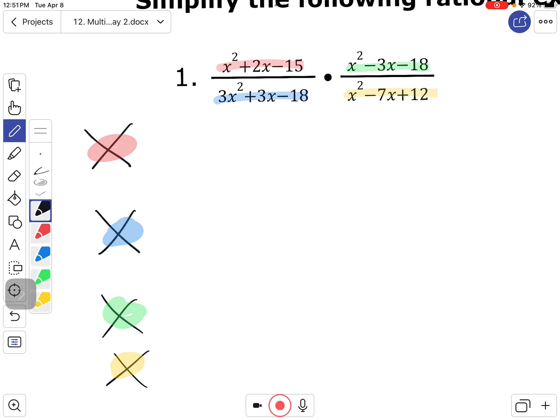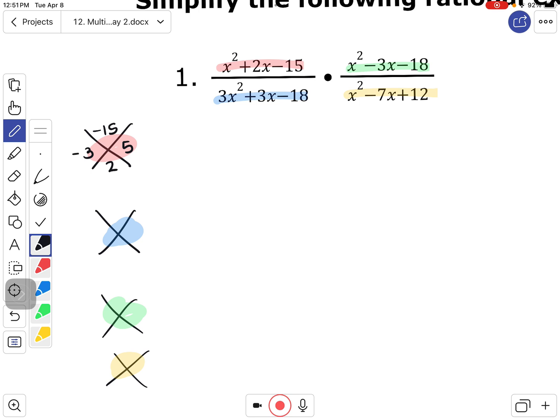Okay, so let's start with our x squared plus 2x minus 15. So I'm going to put my negative 15 on the top, my 2 on the bottom. Two numbers that multiply to 15 are 3 and 5. If I want a positive 2, that 3 is going to be negative.